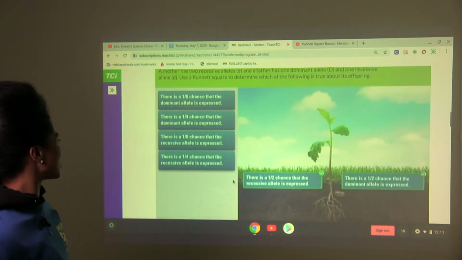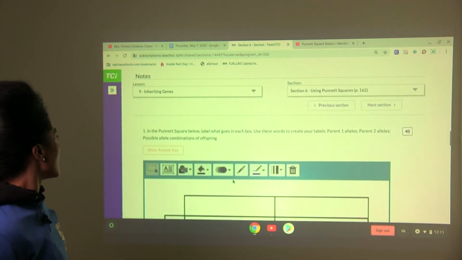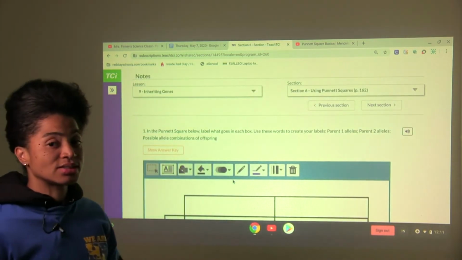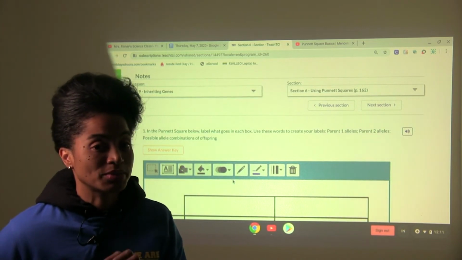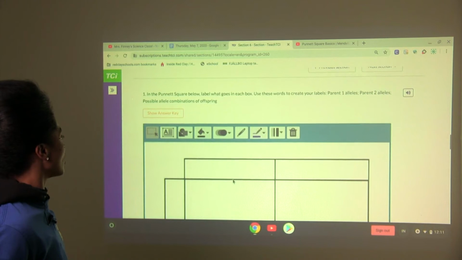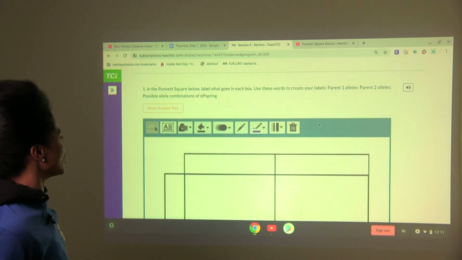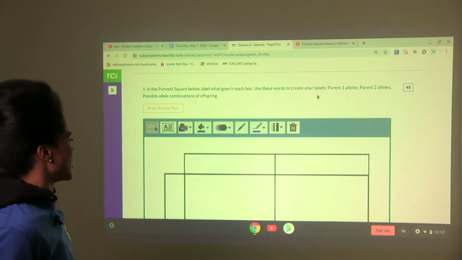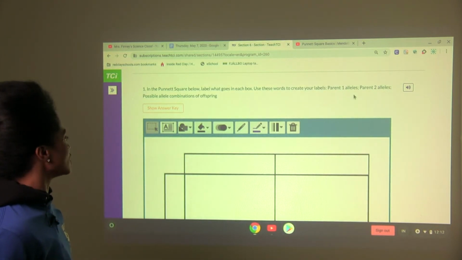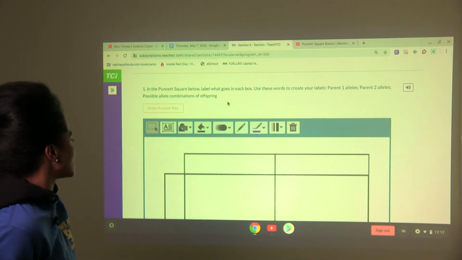All right, and that's our check for understanding. Let's go into our questions here. Lesson 9, section 6. Make sure you complete this in your notebook. It says: in the Punnett square below, label what goes in each box. Use the words to create your labels: parent 1 alleles, parent 2 alleles, possible allele combinations of offspring.